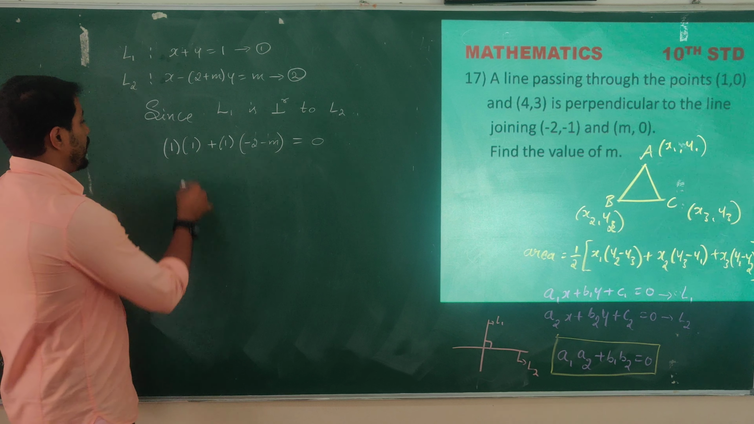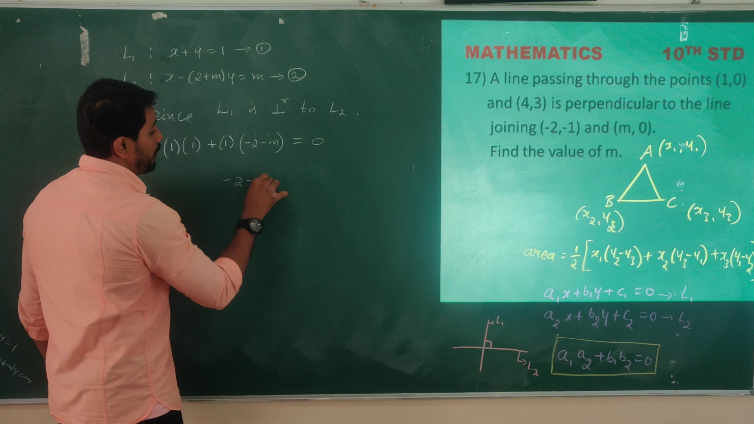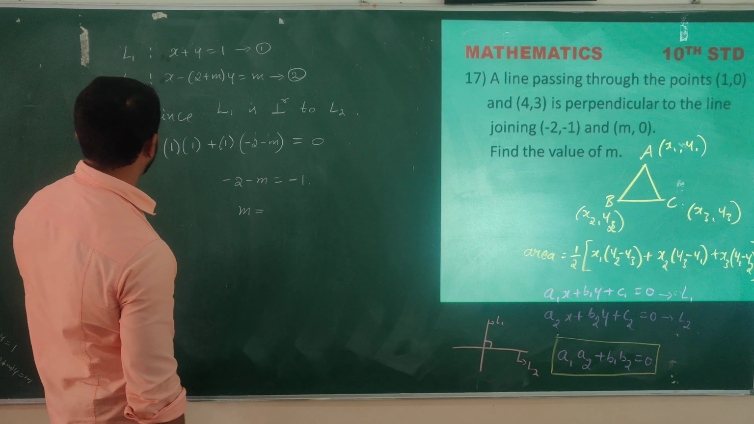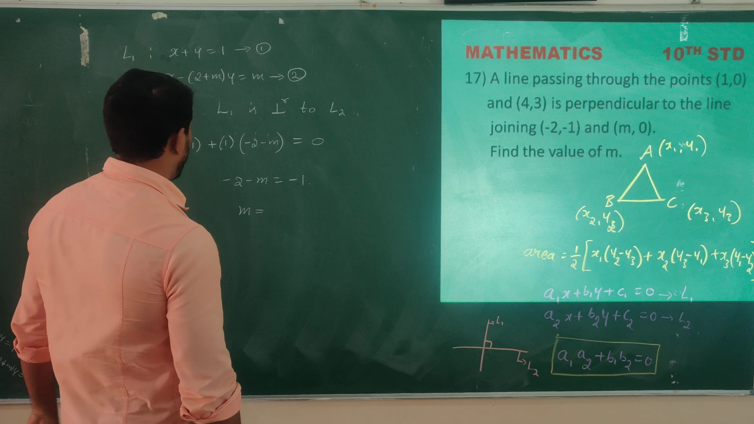We are equating this to 0. If we equate this to 0, then what happens? This one is nothing but 1. Bring the 1 to the right side, that is minus 2 minus m, which is equal to minus 1. Better to shift m to the right side, then we come across m equal to minus 2 minus m, right?